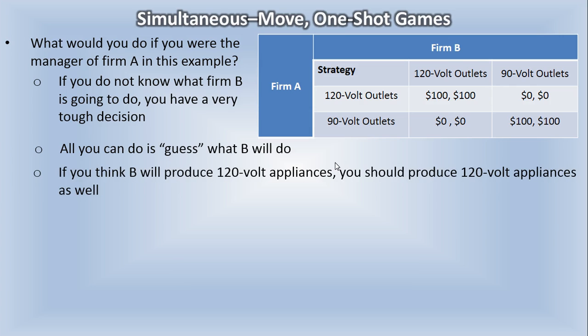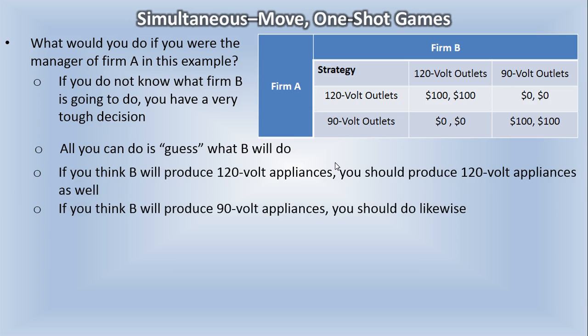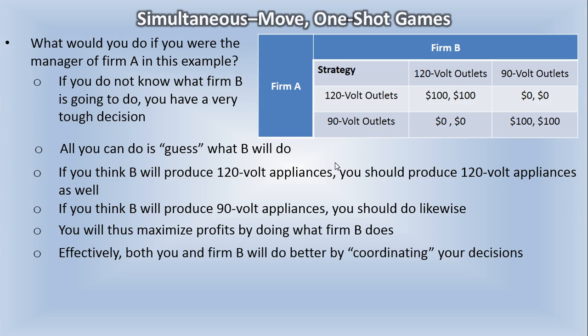will choose 120 volt outlets, then obviously your best choice is 120 volt outlets as well. But if you think that firm B will choose 90 volt outlets, then obviously 90 volt outlets is the one that you should choose. So you'll maximize profits by doing what firm B does, but again, you don't know what firm B does. So effectively, both you and B will do better by coordinating your decisions.